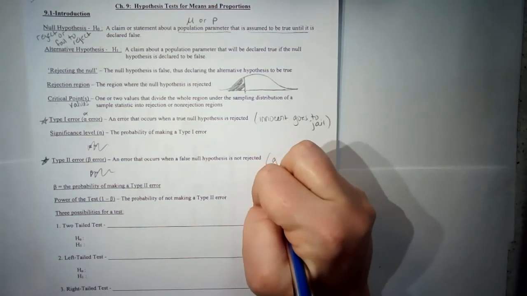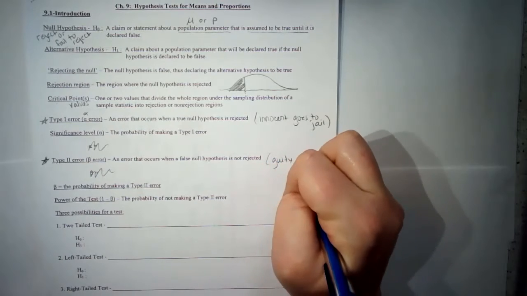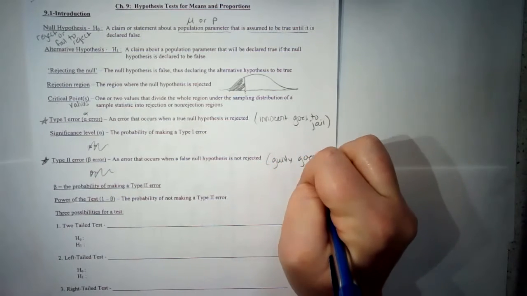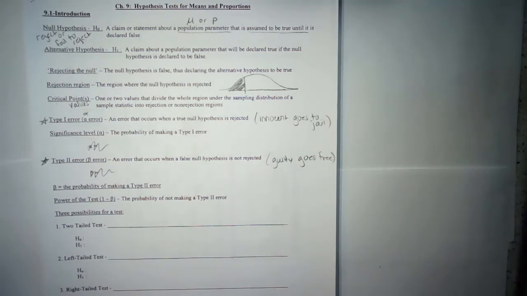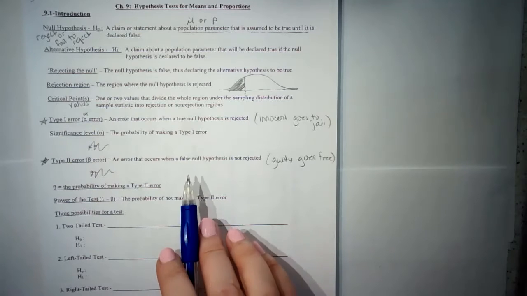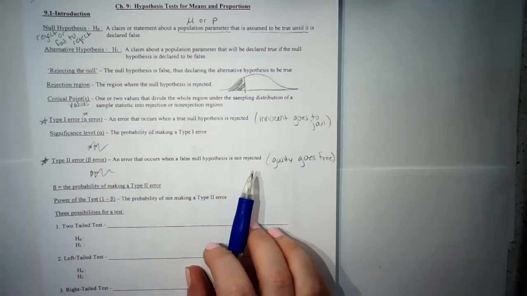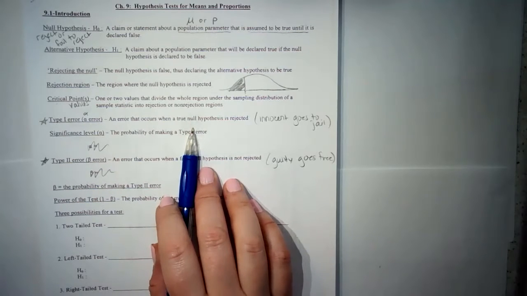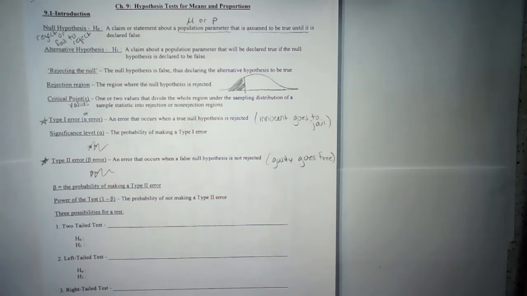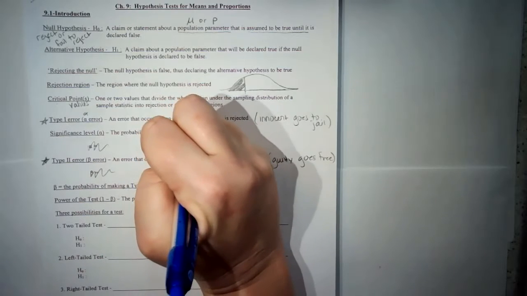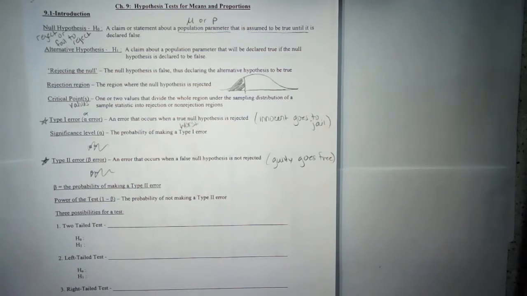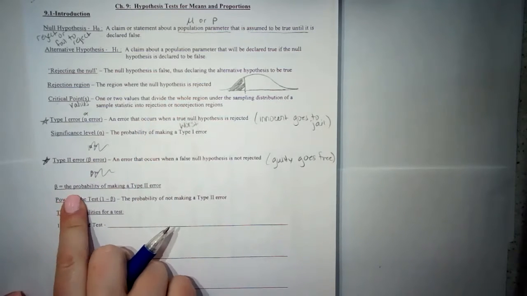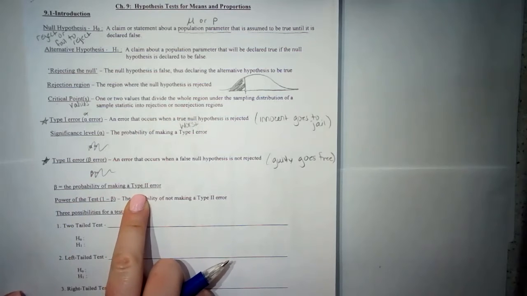So this is kind of like a guilty person goes free. I mean, it's not great, but at least you didn't put an innocent person behind bars, right? So it's false, but you didn't catch it. Whereas this one was true and you got rid of it. So those are the two. This one's the worst kind. Okay. And then beta is simply the probability of making a type 2 error.